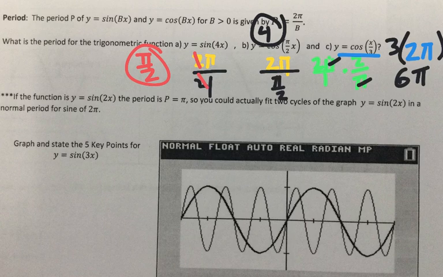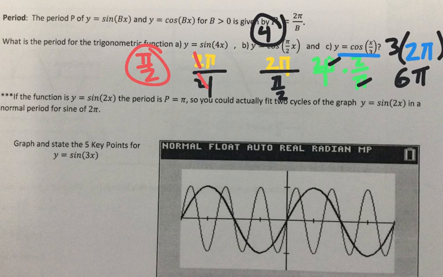Okay, right here we've got some graph for us. It says if a function y equals sine of 2x has a period of pi, you could actually fit 2 cycles of the graph y equals sine x in a normal period of 2 pi. So right here we graphed y equals sine of 3x. You can see the bold one is my original parent function. This is sine of x.